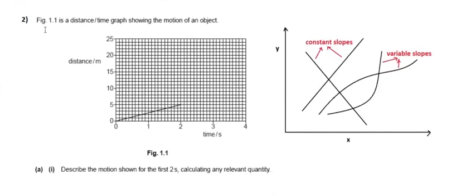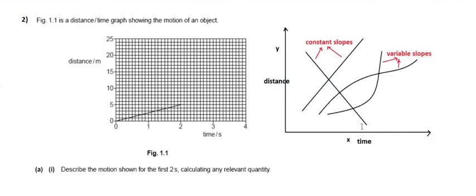So you can read here. Figure 1.1 is the distance time graph showing the motion of an object. And first question in part A, describe the motion shown for first 2 seconds, calculating any relevant quantity. So we know that it is a distance time graph basically, and in the distance time graph, the slope is nothing but giving us the value of the speed. So if suppose the y-axis is the distance and the x-axis is nothing but the time, then the slope is nothing but the speed.